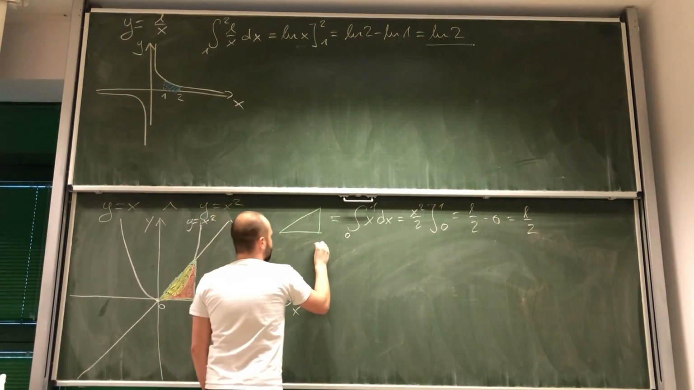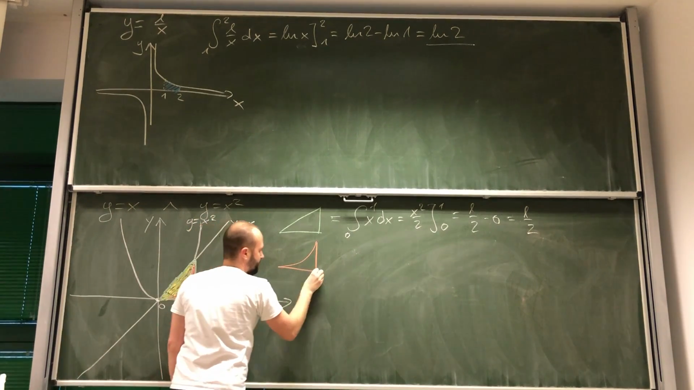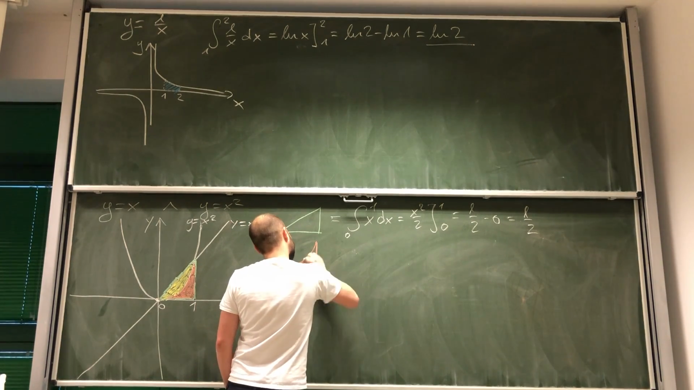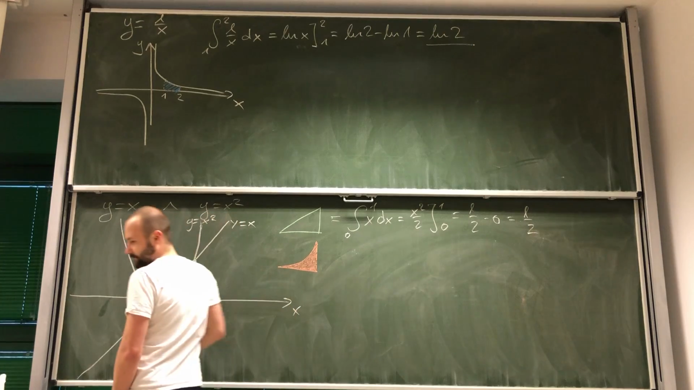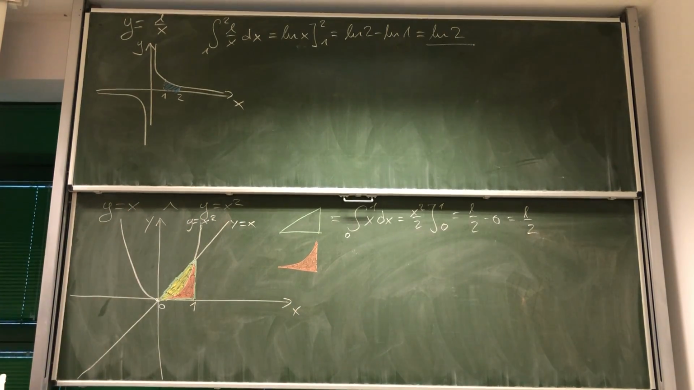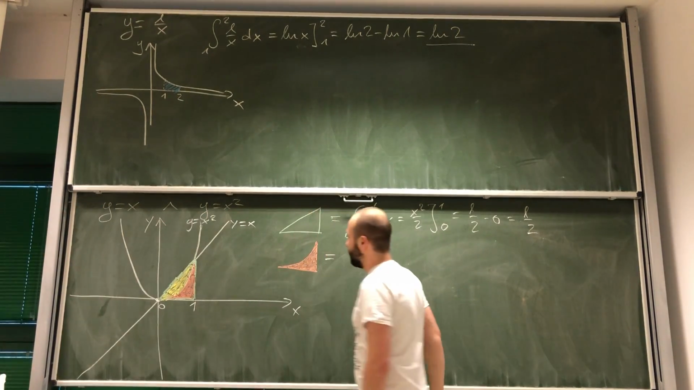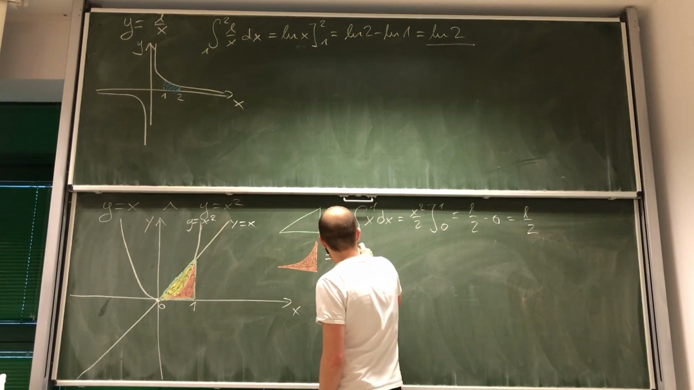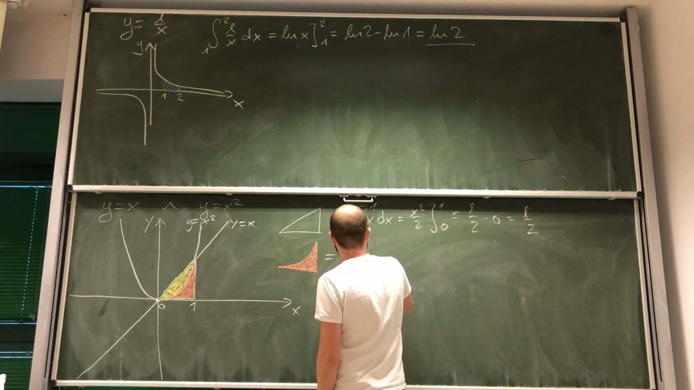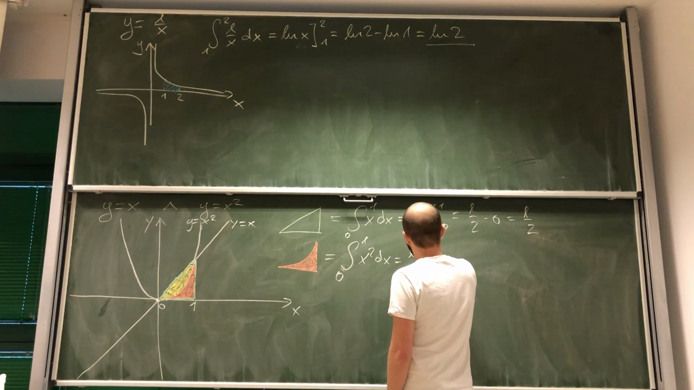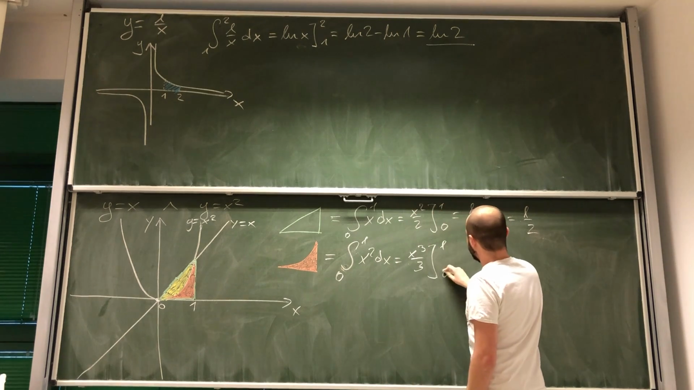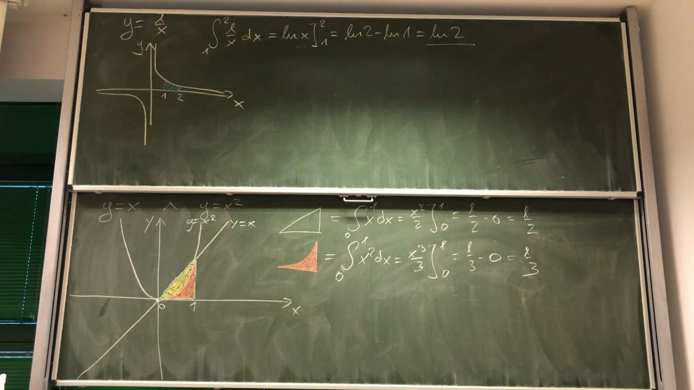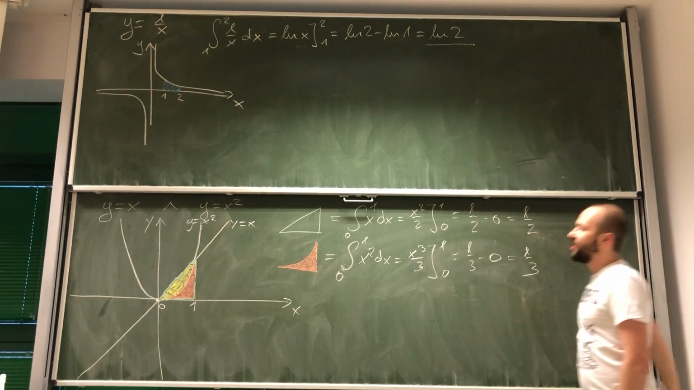So, now we are calculating this. This area is given by the integral from 0 to 1 of x squared dx, which is x to the power of 3 over 3, from 0 to 1, which is 1 over 3 minus 0, so 1 over 3. Now, knowing this, how can I find this shape?